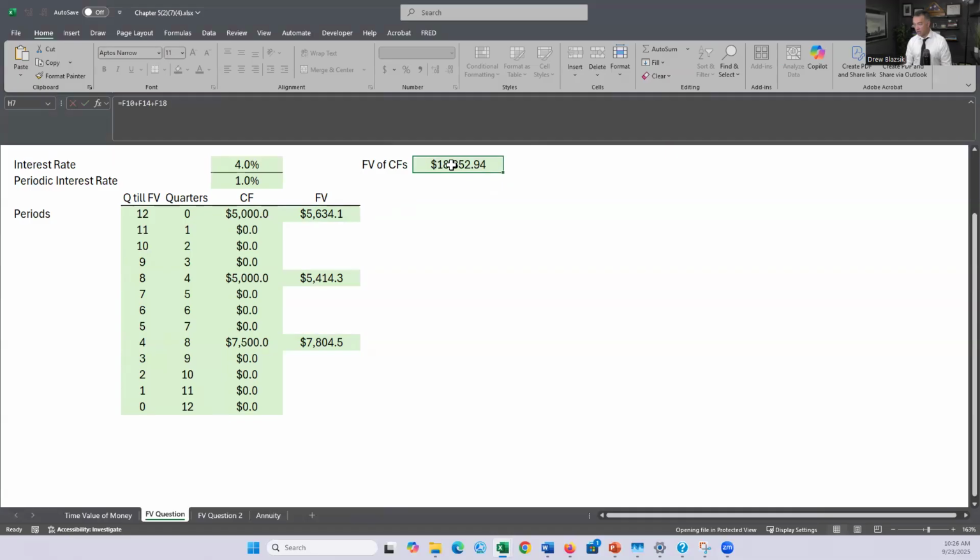Another technique you could have done, I could have said equals, I could hit sum, and all I have to do is highlight that because those are blank. It automatically knows that those are zeros. So you can just highlight. That's a pretty quick way of doing it.